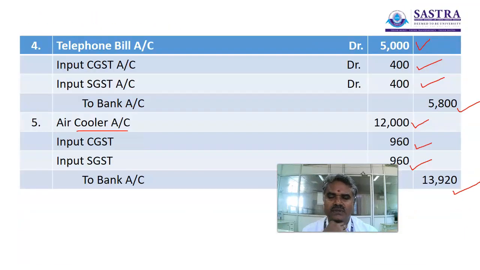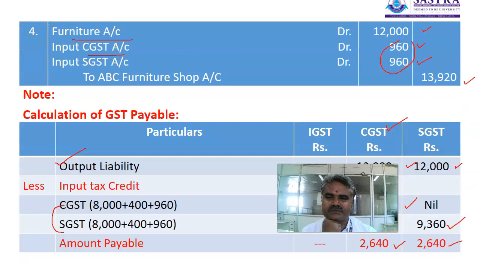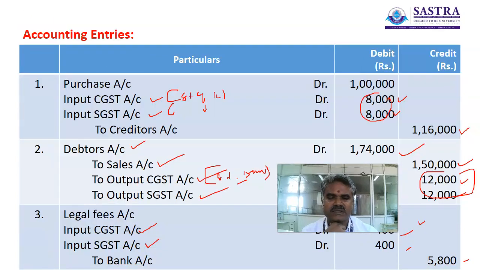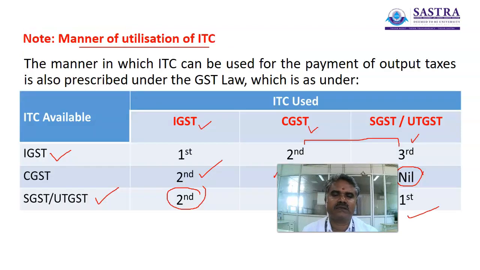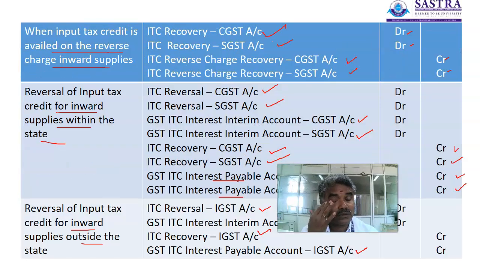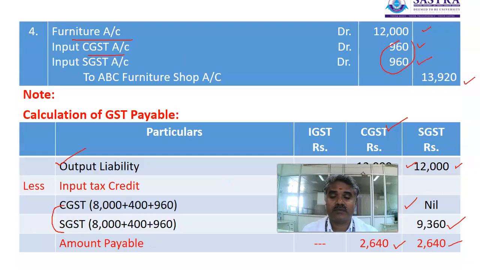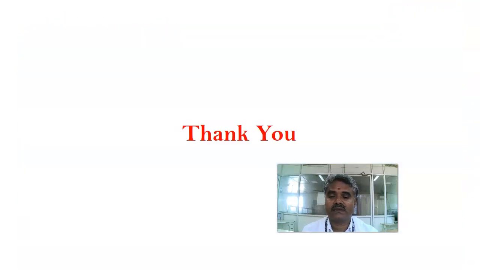So this is very, very important, because you have to know how to pass entries, okay, and also how to adjust, and how to know about the final payment of CGST, SGST and IGST. Okay, so now I will conclude this session. If you have any doubt, you can raise it at the time of conducting the webinar.